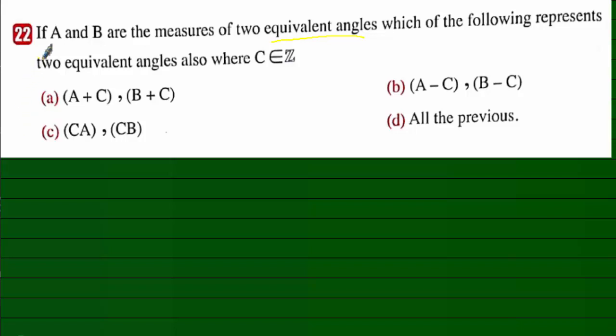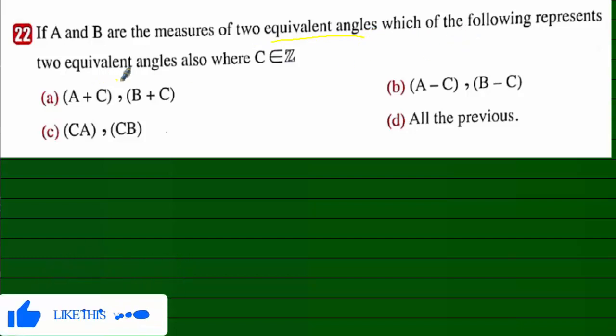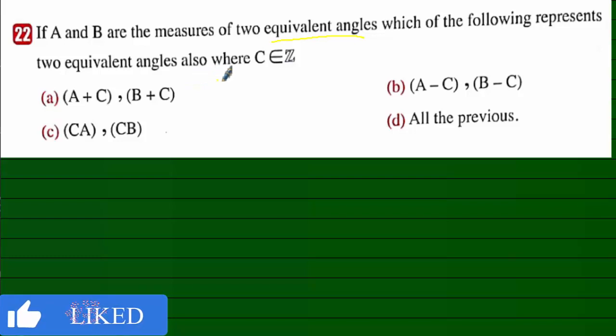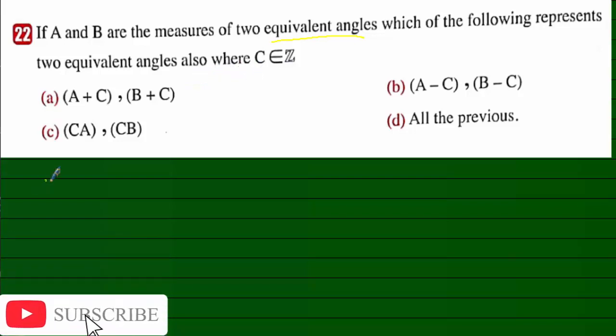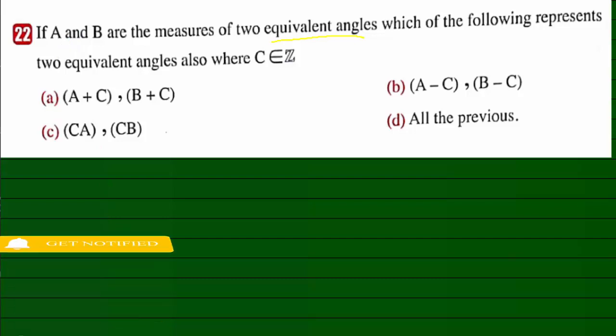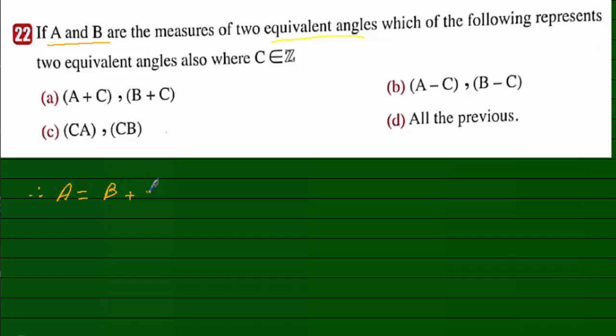Question number 22. If A and B are the measures of two equivalent angles, which of the following represents two equivalent angles also, where C belongs to Z? Here we have A and B are two equivalent angles. It is given here. So A equals B plus 2n pi.